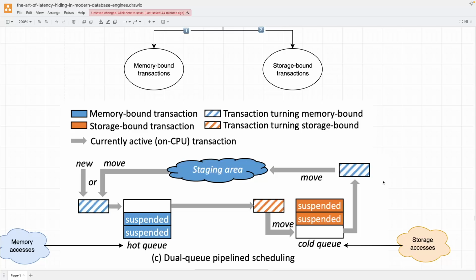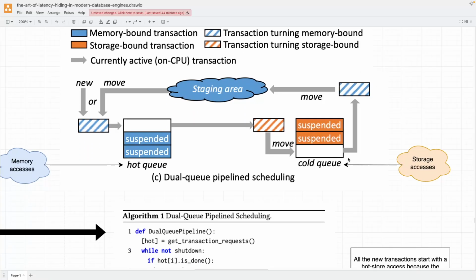Second, always go to your storage based transactions, or transactions which are accessing your SSD, only after some timeout, that means some fixed period of time, or if there is no memory oriented transaction available. So if the CPU has nothing else to do, just go to the storage and see if any transactions are running there and see if they're complete and resume them.